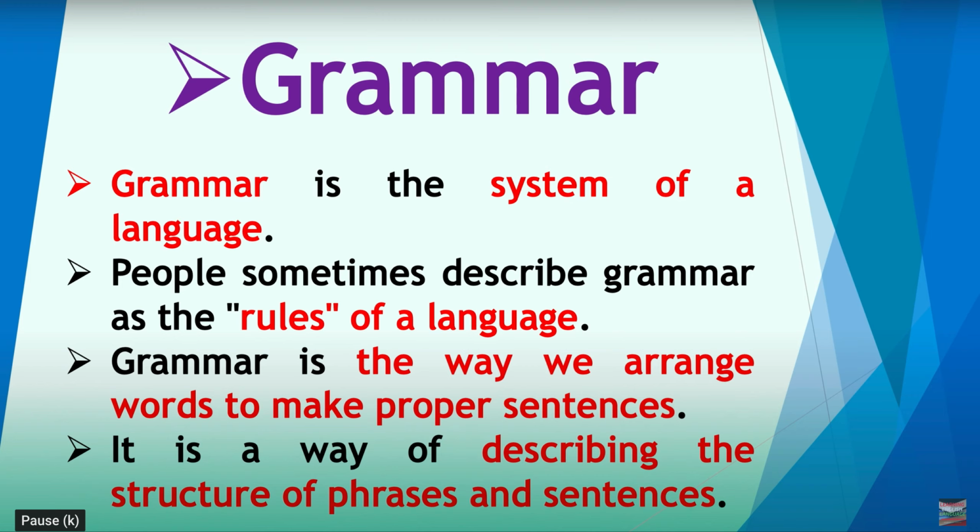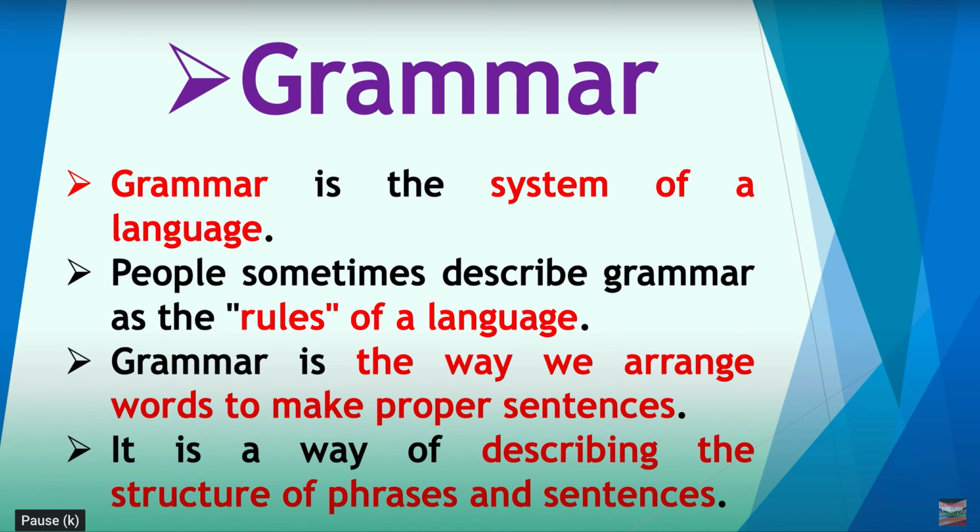Go on to the next. People sometimes describe grammar as the rules of a language. Of course, when we say system of a language, in other words, you can say grammar is described as the rules of a language. Because in grammar, what do we basically find? We find so many different rules for so many types of sentences. Briefly, we can say grammar is the law of language.